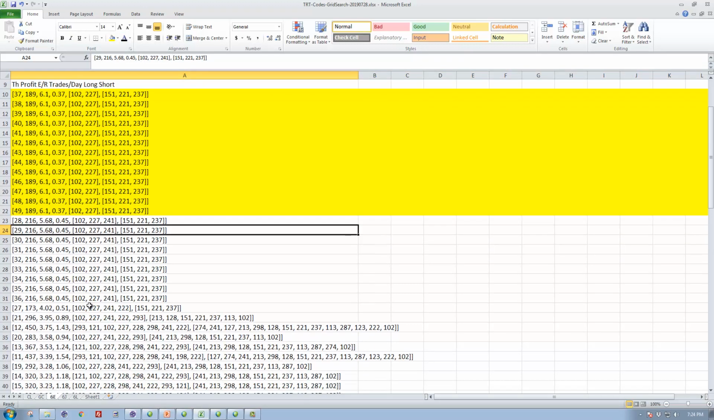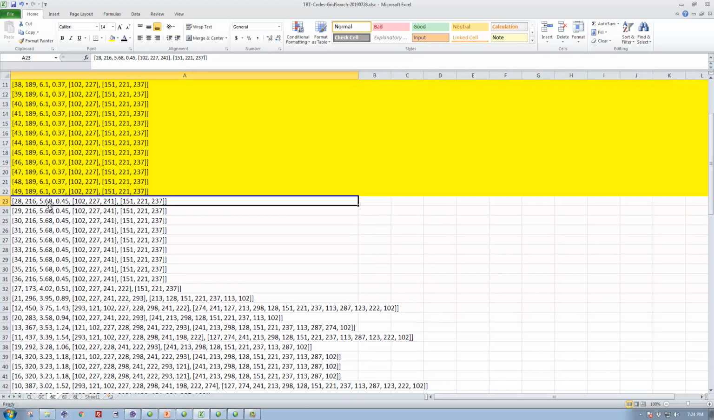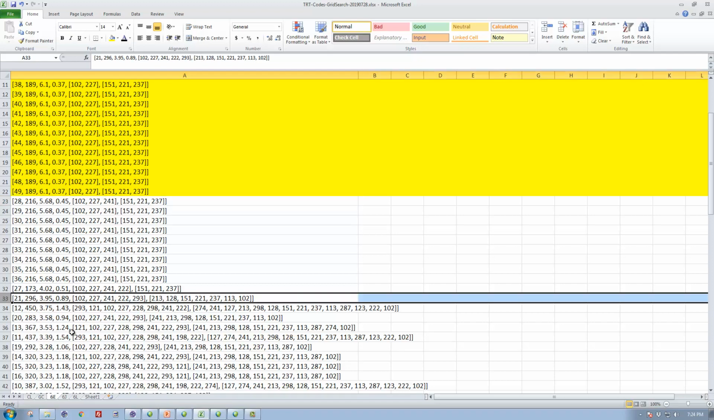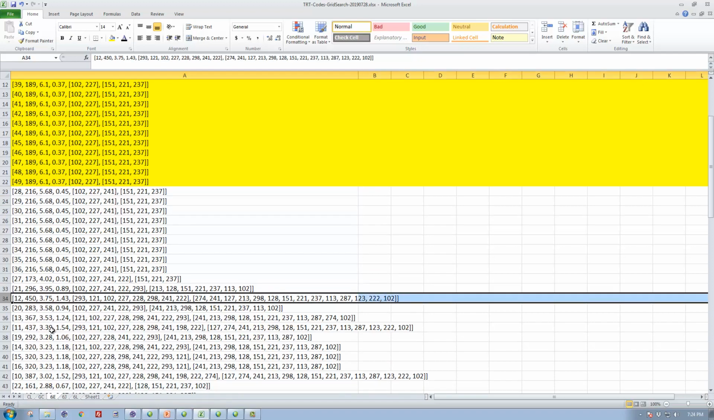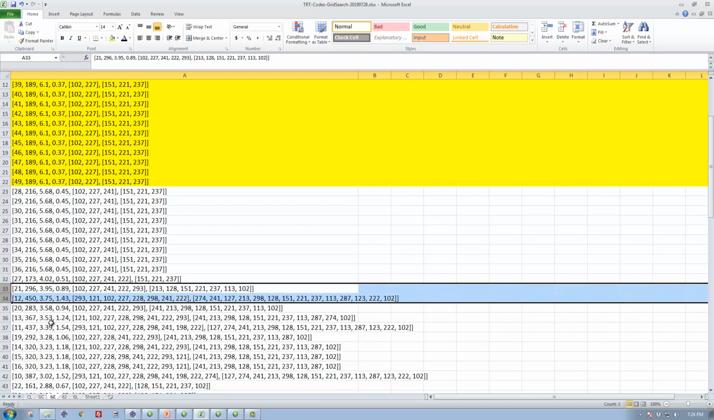What else do we have here? More for a lower ER, slightly more trades per day. 173 less, 296. Okay, let's look at that one and that one, 450. So both of these, I think that you're in trouble here.